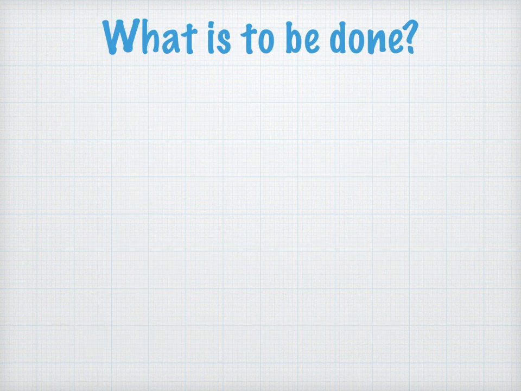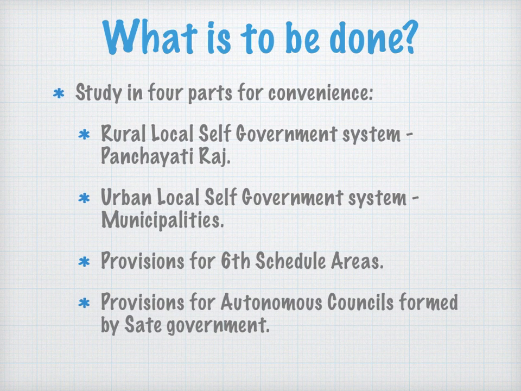So, what is to be done then? Because Assam has these two peculiarities, we need to divide the study of local self-government in Assam into 4 parts, in pursuit of making it convenient and readable. We'll look at rural local self-government in Assam, that is the Panchayat Raj system. Then we will look at the urban local self-government system in Assam, which is the municipalities. And then we will look into the provisions of the 6th Schedule areas. How is local self-government carried out in the 6th Schedule areas of Assam?